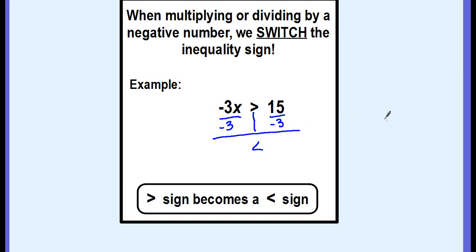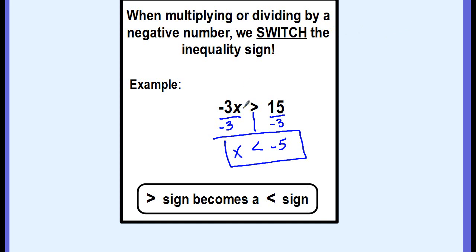Now I can go ahead and simplify. -3 divided by -3 is a positive 1x, or just x. And 15 divided by -3 is a -5. So x is less than -5. And you see how I switched the inequality. Now what would have happened if I did not switch it? If I had gotten x is greater than -5. Well, if you're checking, which I know a lot of you are not checking because you want to hurry up and speed through your work, but if you're checking your answers, then you would find out that it's wrong.